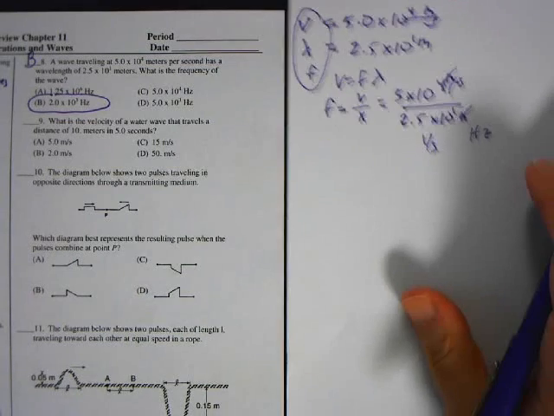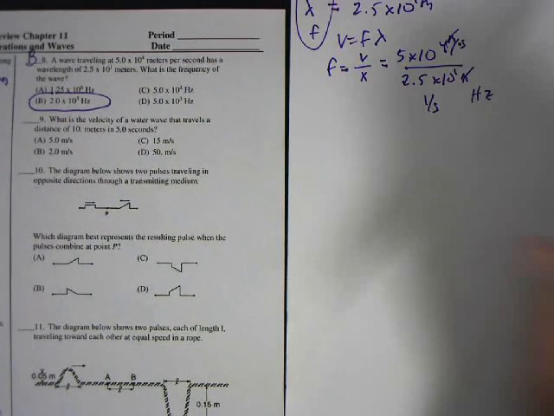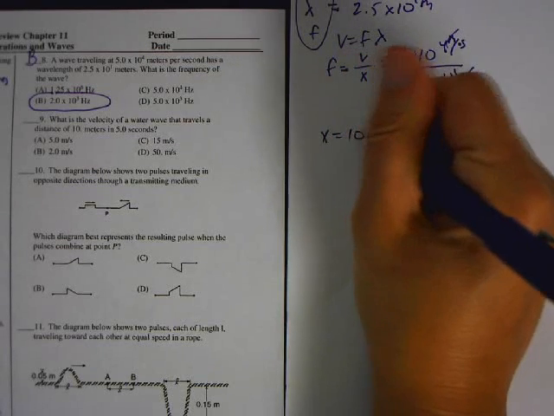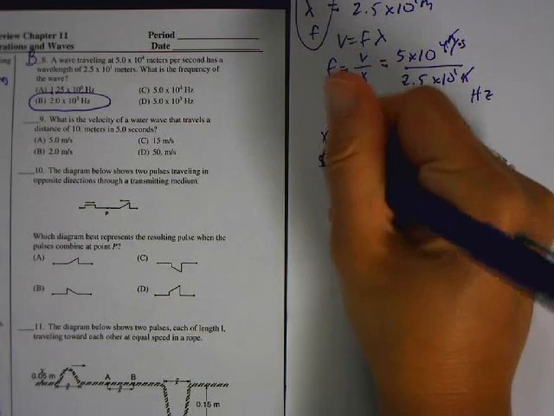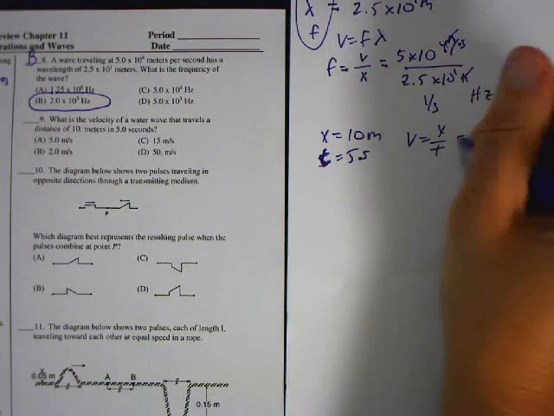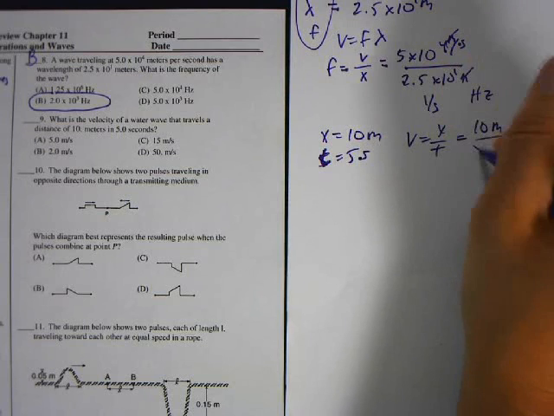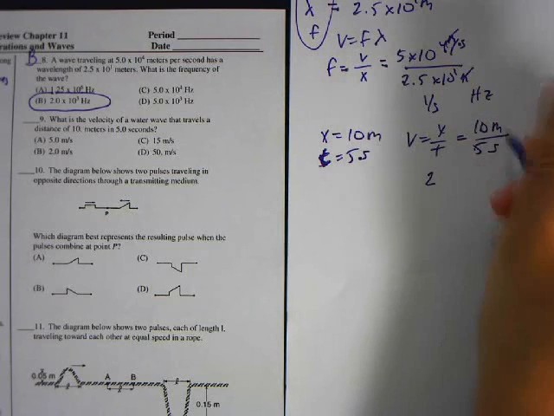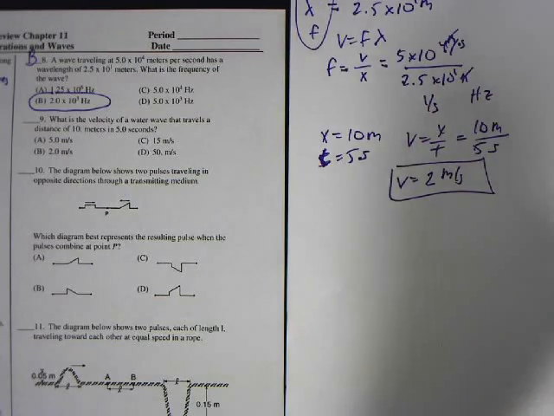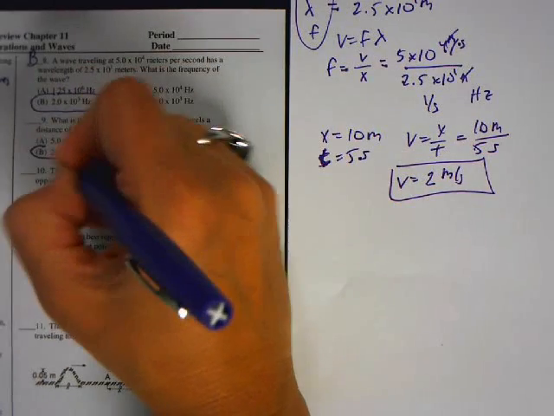Number 9, what is the velocity of a water wave that travels a distance of 10 meters in 5 seconds? So I have 10 meters, and then I have t is equal to 5 seconds, so v is equal to x over t. So 10 meters over 5 seconds, 10 divided by 5 is 2, and a meter divided by a second, which is a meter per second, which is the correct unit for velocity. So that's choice B.